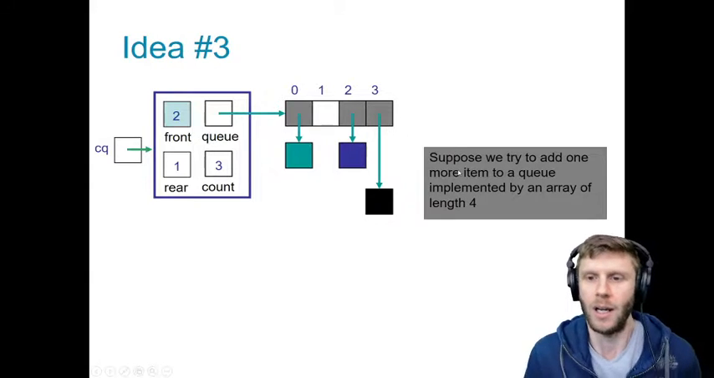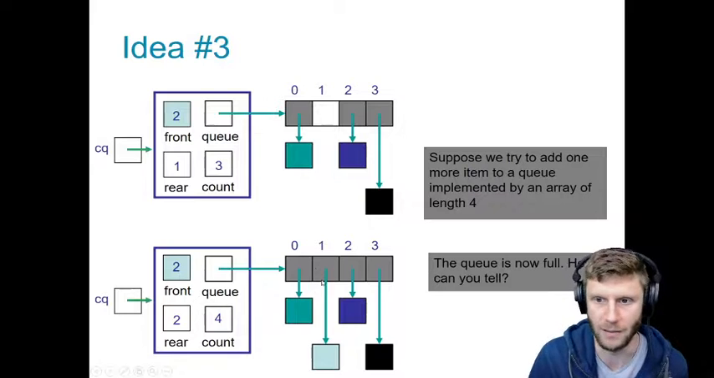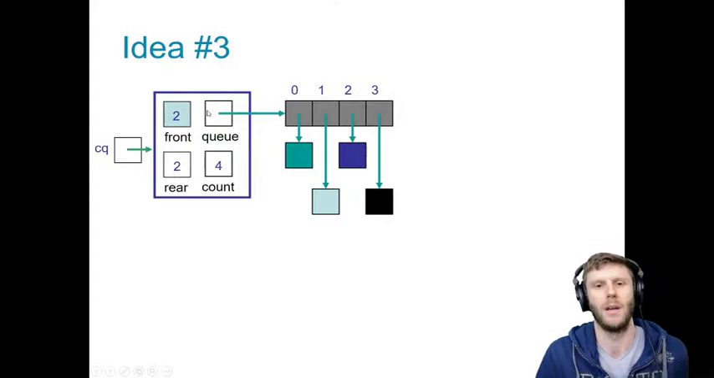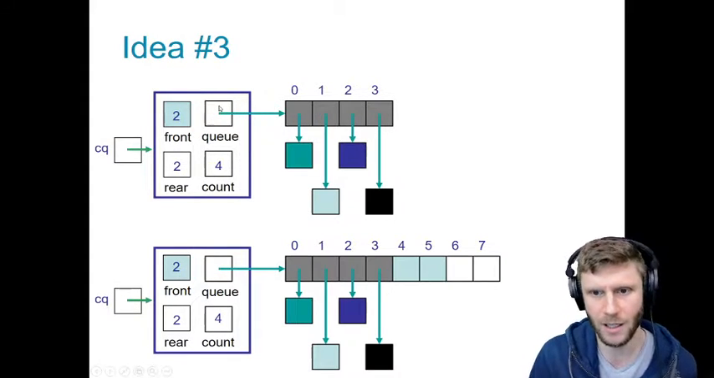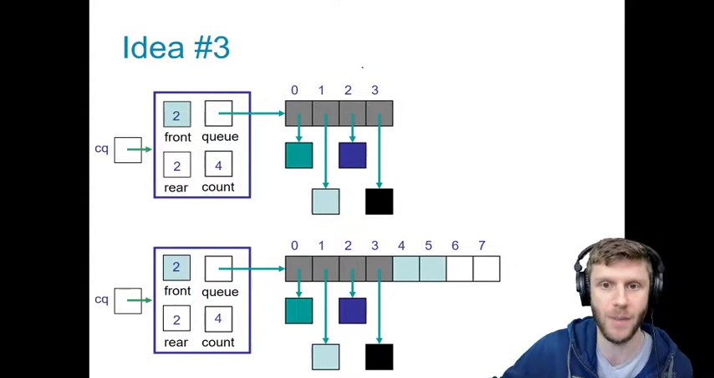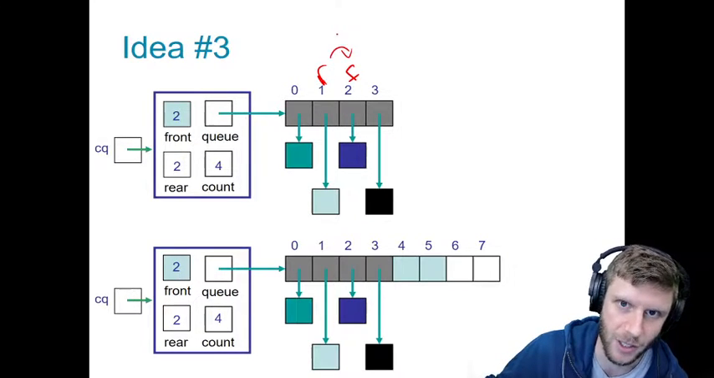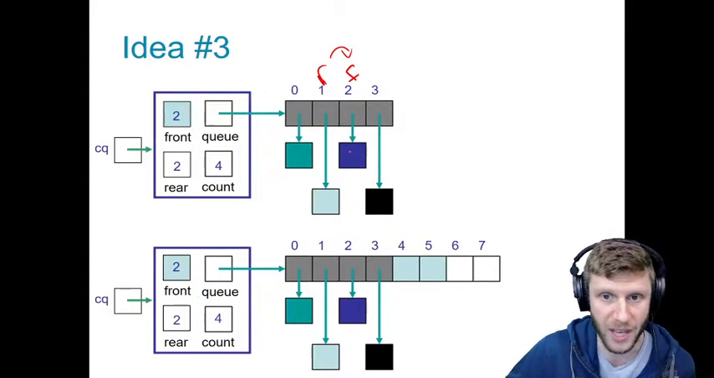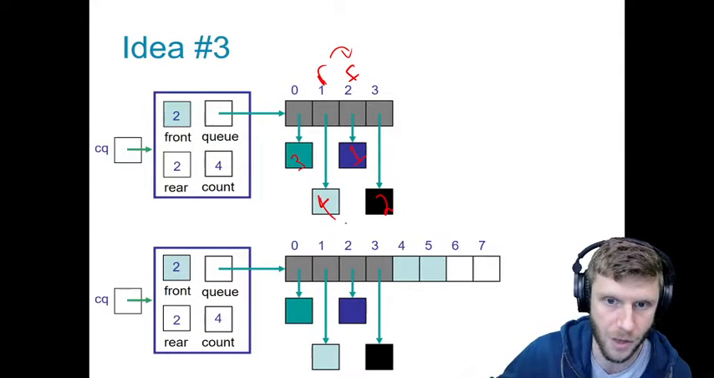So suppose we try to add one more item to this queue. Great, so now it's full. How can you tell? Well, when they're the same. If I want to add a new thing, how am I going to do this? Because if I just double the size of the array, remember, this is the front and this is the rear. But again, rear is going to be 2 because it's the index of the next available spot. But of course, we're out of room. So the blue thing should be the first, second, third, fourth thing out of this queue.